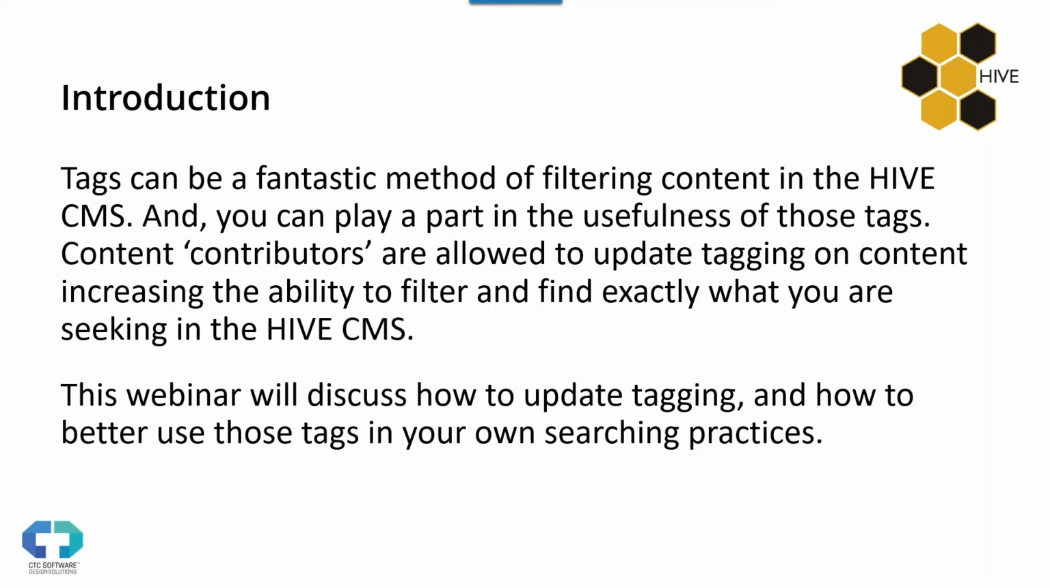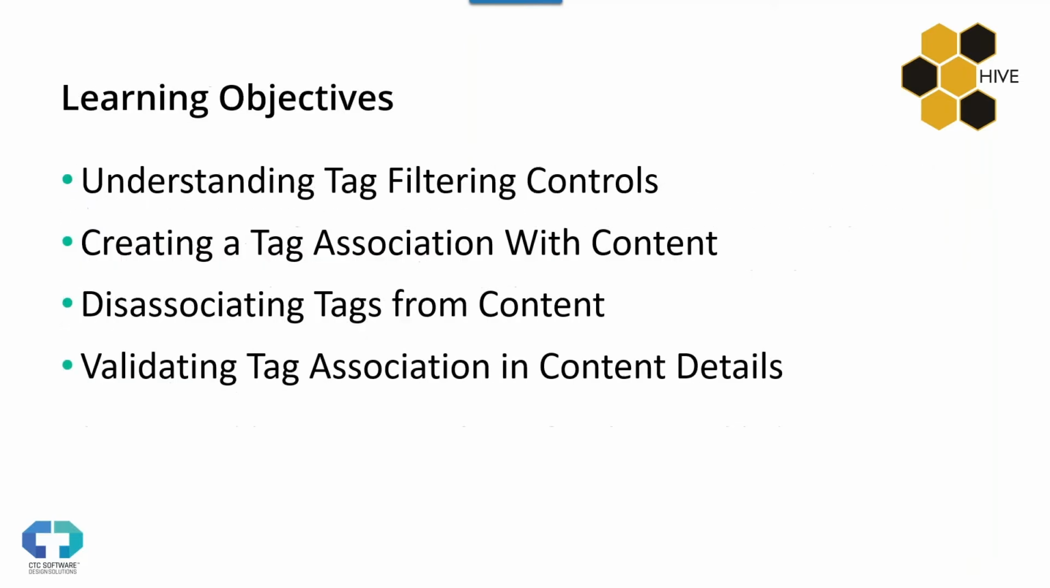In this webinar, I want to show you exactly how to update your tagging and how to use those tags in your own searching. We're going to go over a couple of major things. Understanding the filtering controls. For tagging specifically, we're going to create a tag association with a couple of pieces of content. We're also going to disassociate some tags from some content. And we're going to validate that what we think we've done with tagging has actually taken effect by looking at the content details to see what tags are there, and potentially what other things I might be able to use for filtering as well.